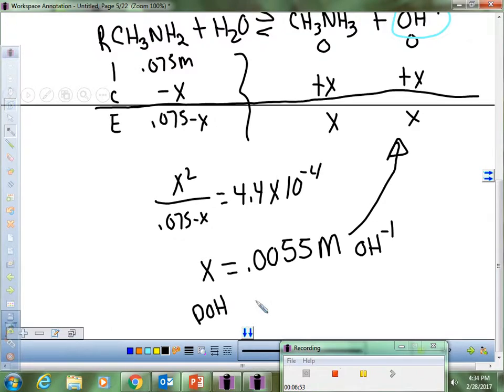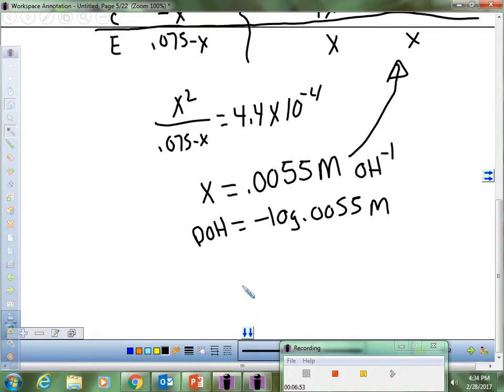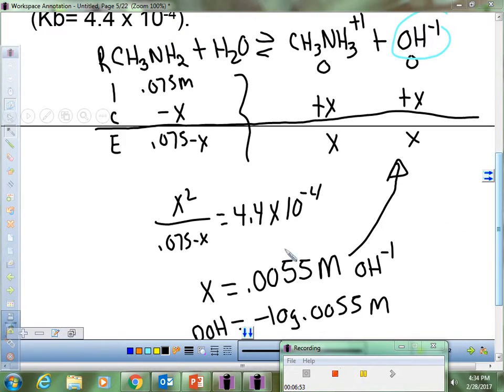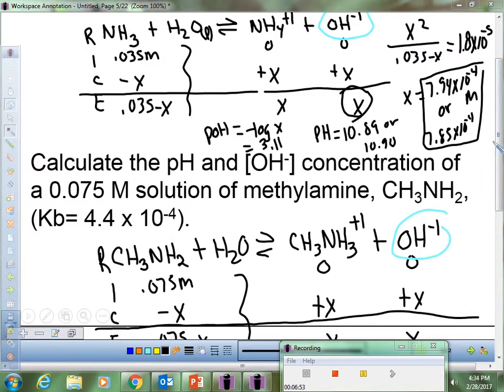So you can find the POH by taking the negative log. And then your POH, I got about 2.26. So your pH is 11.74. So it's actually pretty high pH. You could find your percent ionization if I asked. You could take this x divided by that I times 100 to get your percent. Same with this one up here. We could take our x divided by I times 100 to get our percent. So that's pretty much all there was with weak bases.